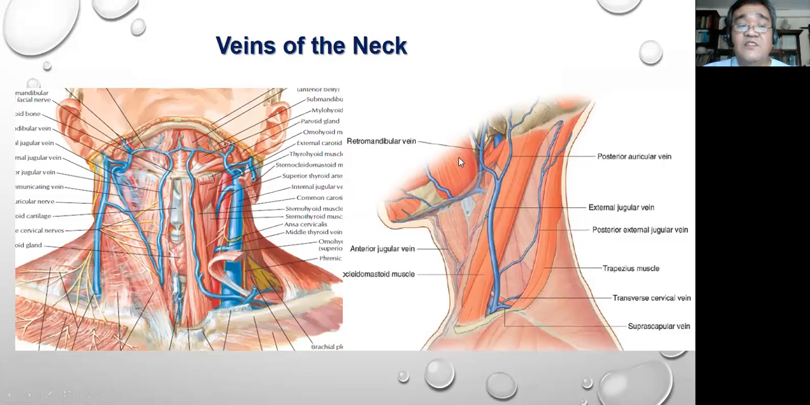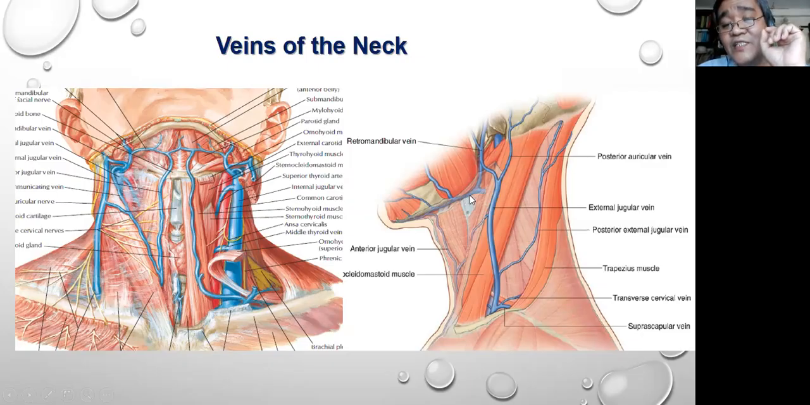Okay, these are the veins of the neck, which just correspond to the names of the arteries that supply the head and neck region. But most of the blood of the neck eventually drains into two common routes. The first is your external jugular vein, which runs superficial to the sternocleidomastoid muscle, and it empties into the subclavian vein.